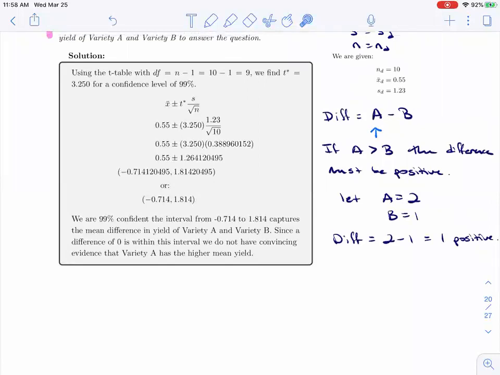So again, everything that you need for full marks is in these boxes. Everything in here, you have to show me. So using the t-table with n-1 degrees of freedom, so 10 minus 1, so 9 degrees of freedom, which is actually on our table, we find t star is 3.250, and we'll just confirm that for a confidence level of 99%.